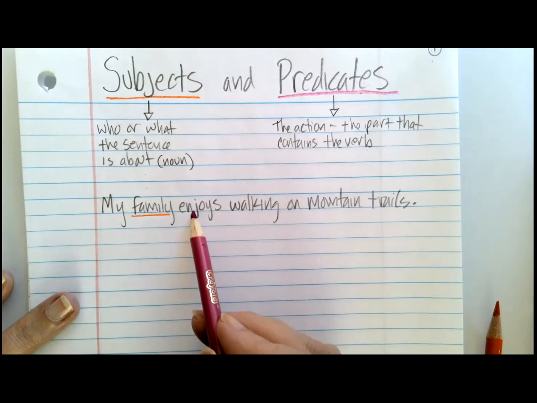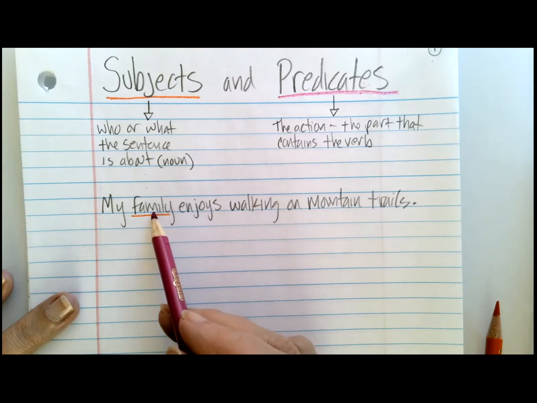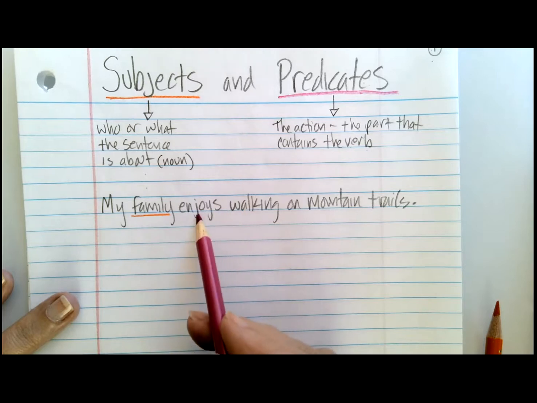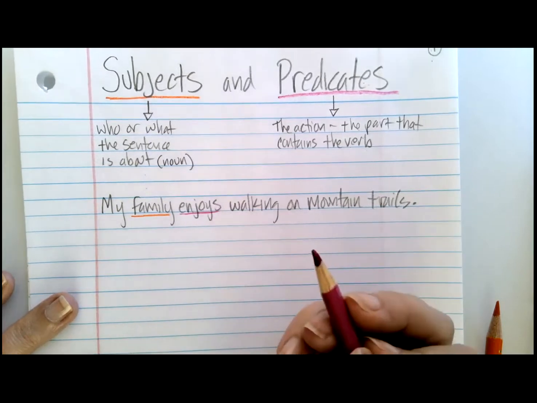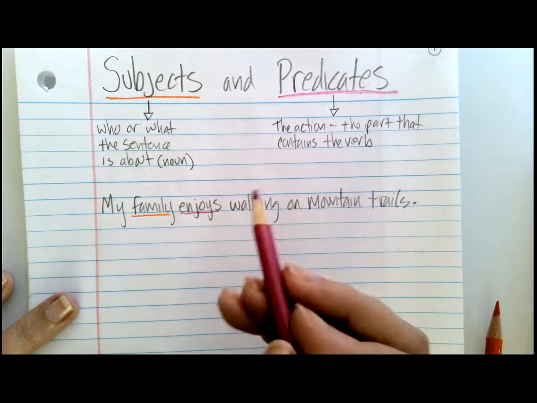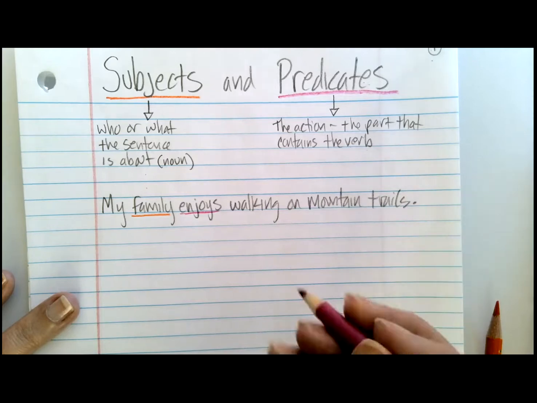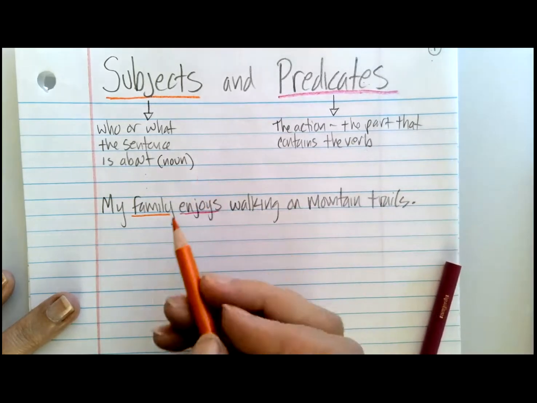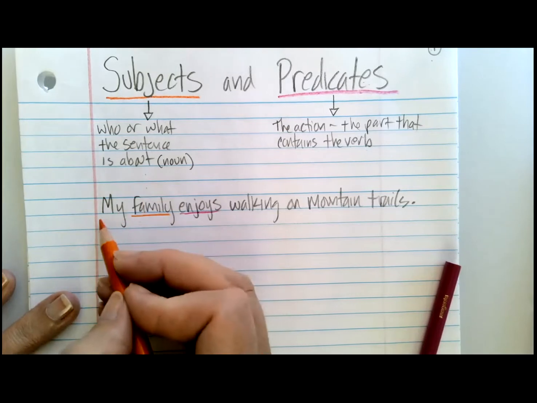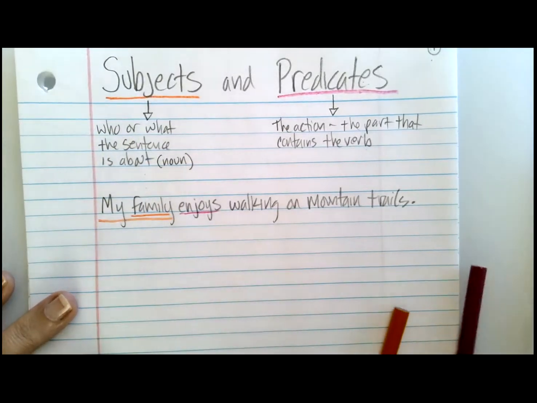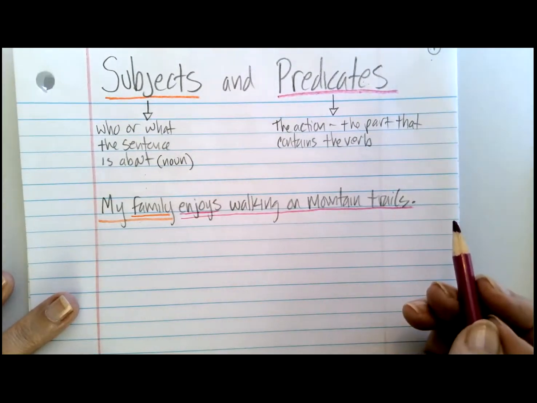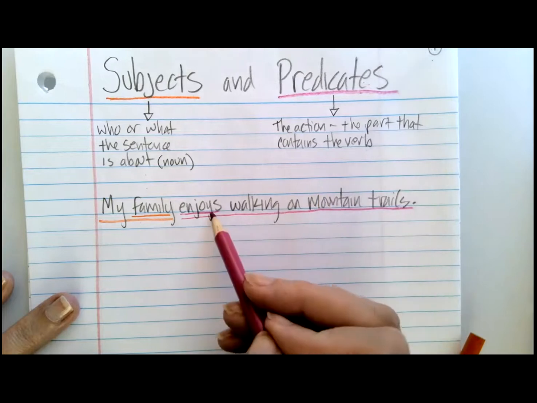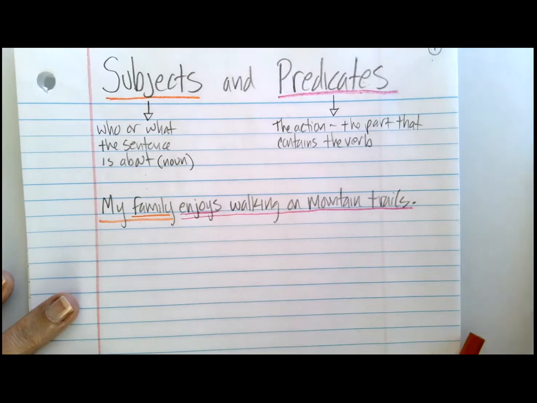Well, we know that the subject is family. Then what is the action of the family? Well, the family enjoys. What are they doing? They enjoy. Okay, so that is going to be our simple predicate. Now let's go ahead and draw our double line. So my family is the complete subject and enjoys walking on mountain trails. That would be our complete predicate. It's what encapsulates our predicate, our simple predicate.